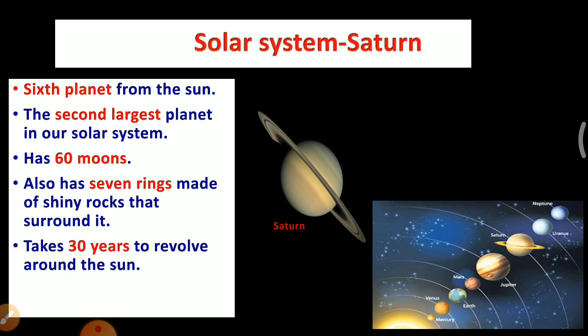So, if you take Saturn, it is the sixth planet from the sun. It is the second largest planet in the solar system. It has 60 moons and 7 rings made up of shiny rocks surround it. And it takes 30 years to complete one revolution around the sun.